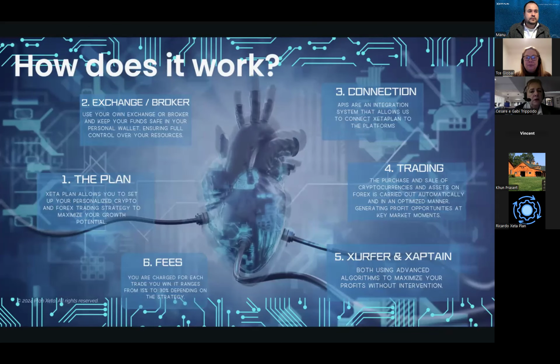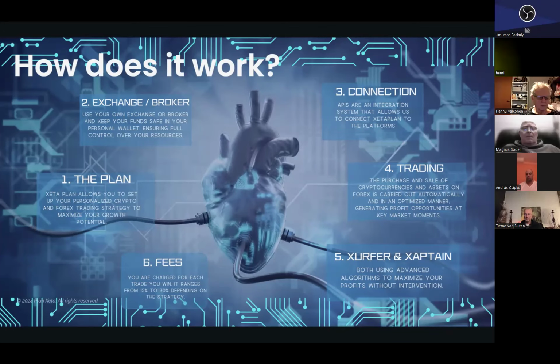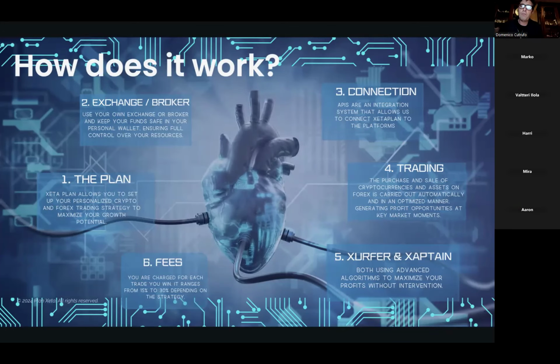So we know what Xetaplan is, but how does it work? Well, these are the six main components that are required in order for Xetaplan to function. The first one is the plan. This is what allows you to set your personalized crypto and Forex trading strategy, and how much you want to invest.